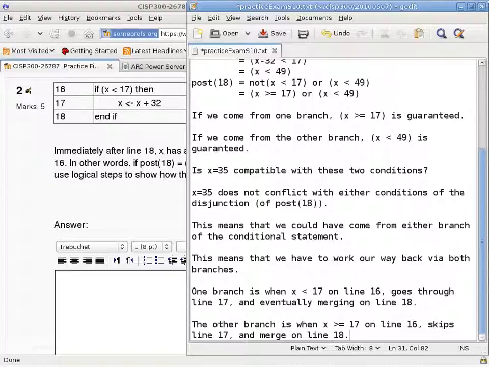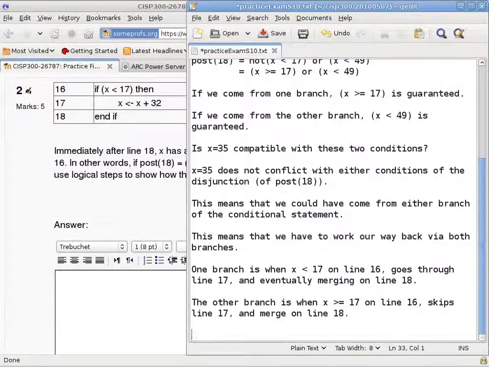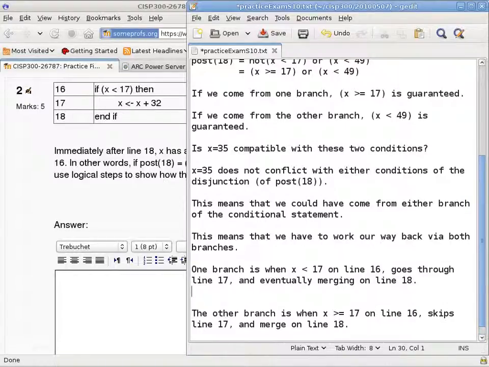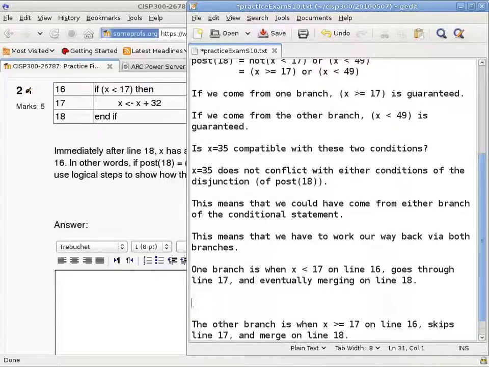Okay, well, let's start with this one. This is the easier one. If we go through line 17 and x ends up to be 35, how do we work our way back? In other words, if we know that post 17 is x equals 35, what is pre-17?